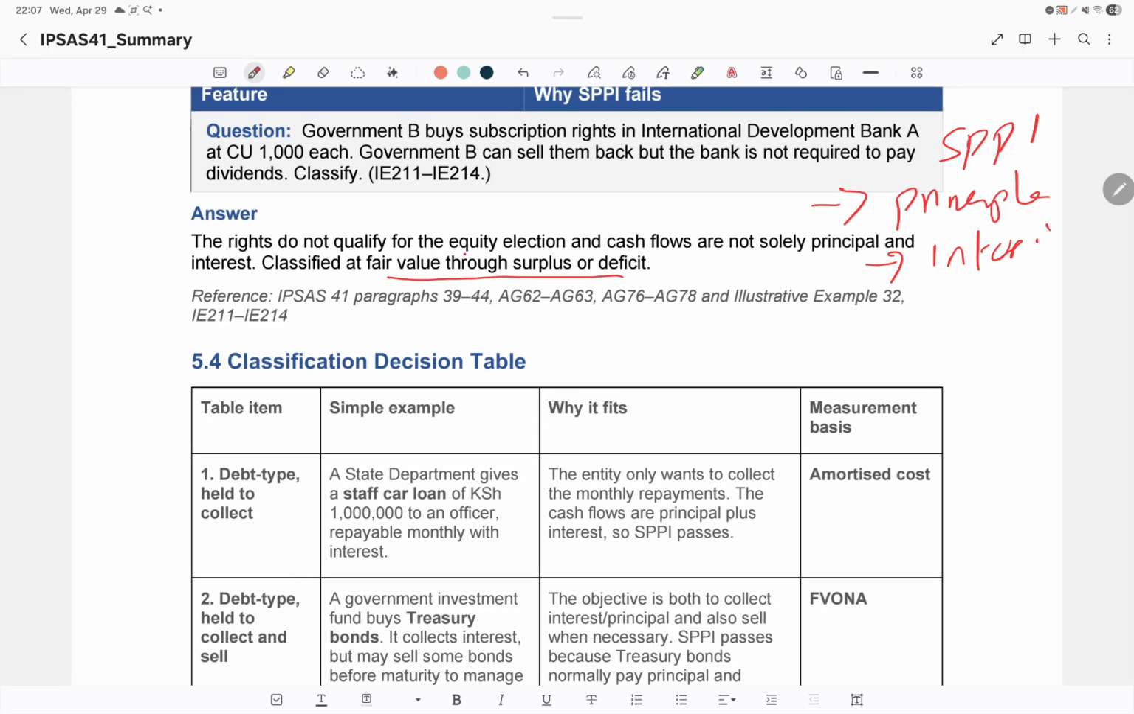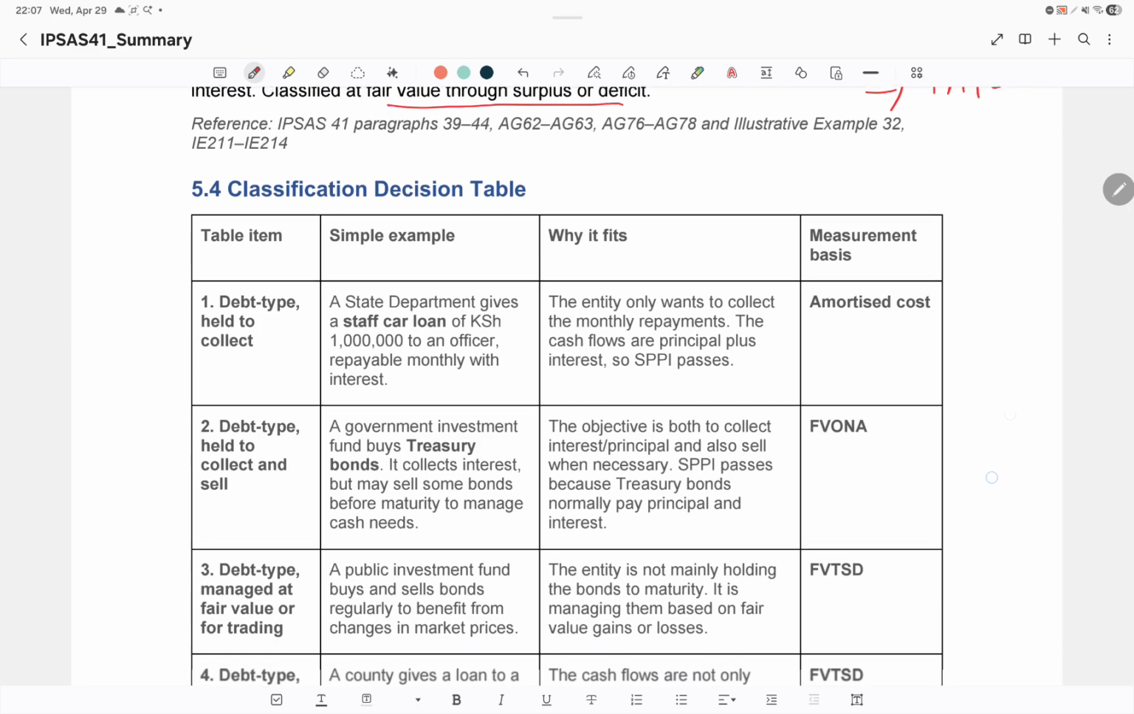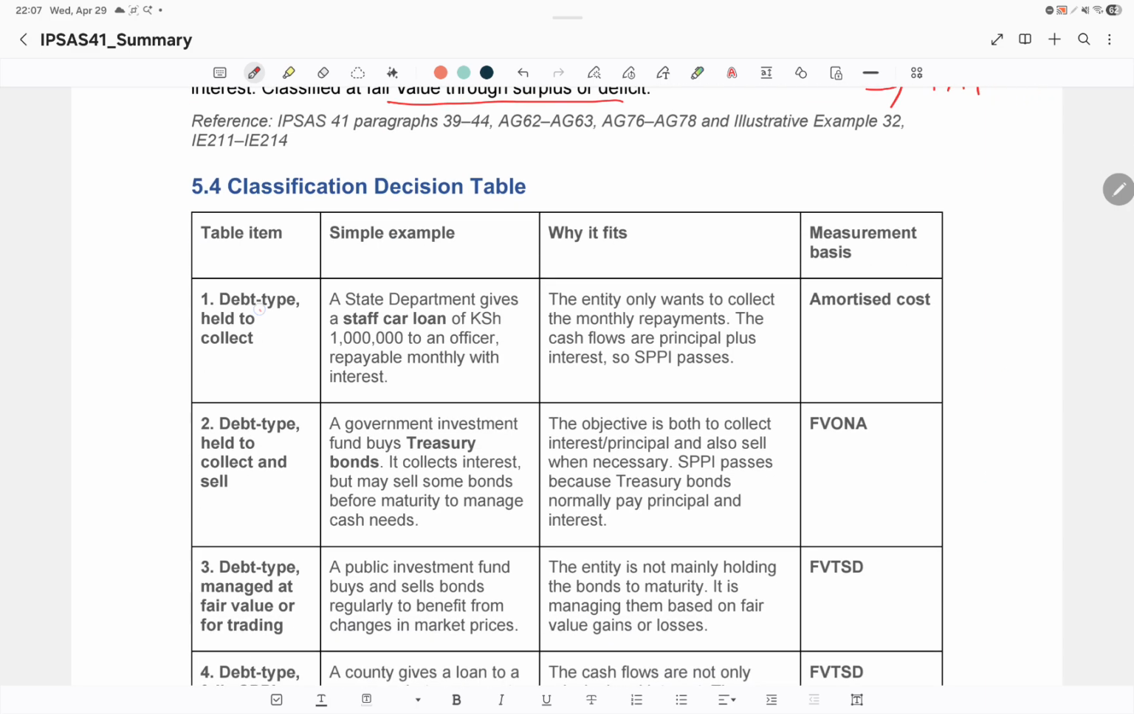Okay, so this is not an equity. Subscription rights: government can sell them back, but the bank is not required to pay dividends. Most of the time, what we know of an equity instrument is that you get dividends. So, classification decision. Debt type, if it is held to collect, you use amortized cost. For example, a state department gives a staff car loan of 1 million to an officer repayable monthly. So this one passes the SPPI test and the business model is held to collect.